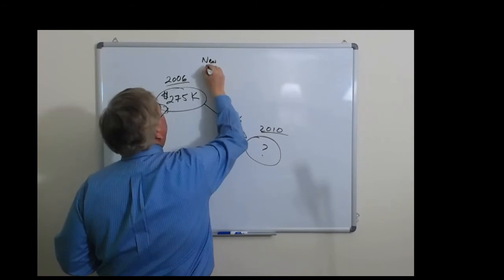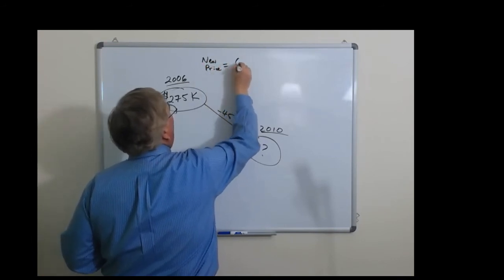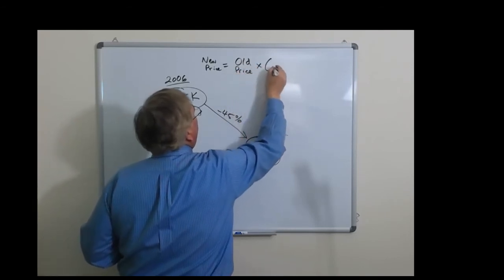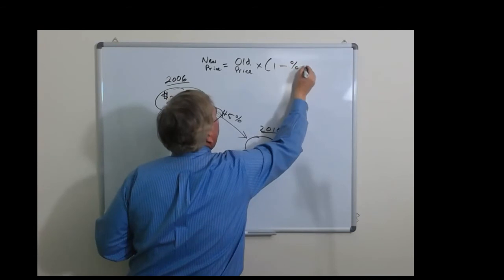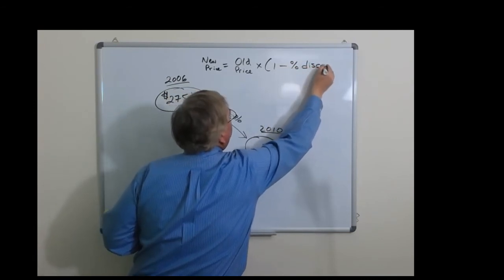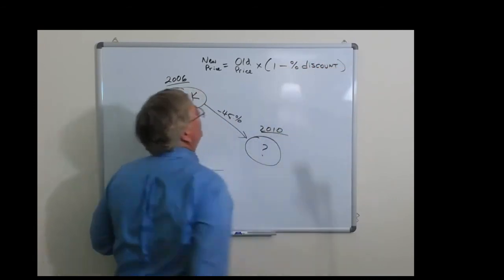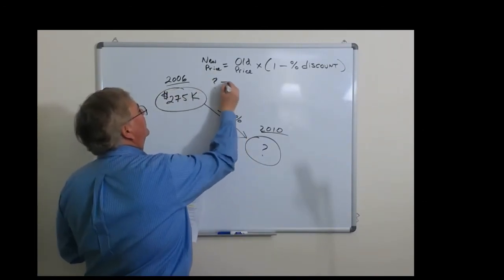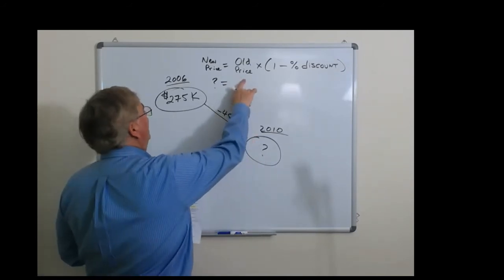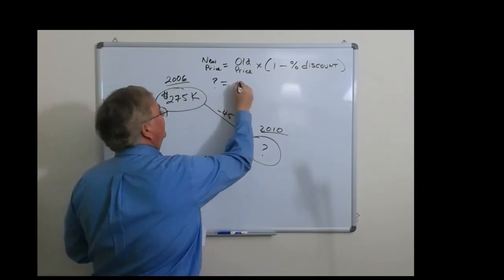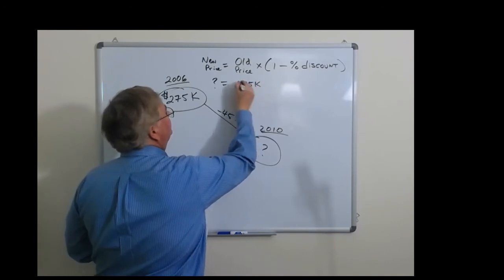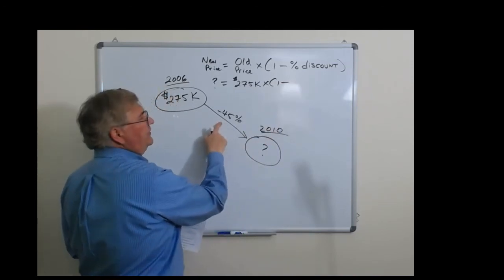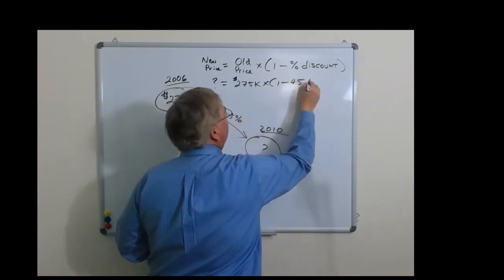The new price is equal to the old price multiplied by 1 minus the percentage discount. Okay? All right, so we're not given the new price, so we can put a question mark there. And that's equal to the old price, which is $275,000, multiplied by 1 minus the percentage discount, 1 minus 45% discount.